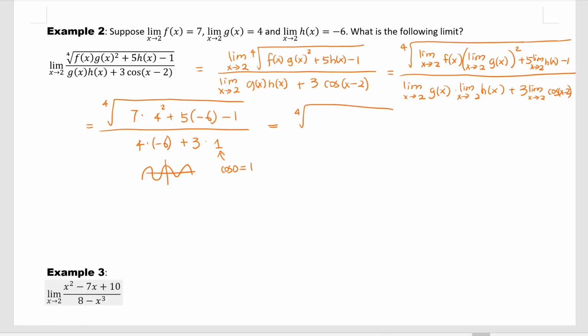And then 4 squared is 16. 7 times 16. 7 times 6 is 42. 7 times 1 is 7. So 1, 2. Minus 30 minus 1. Negative 24 plus 3.